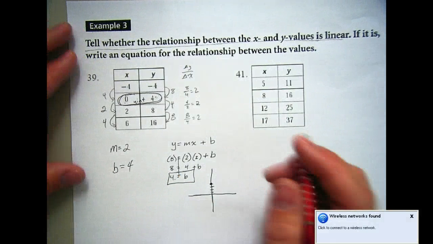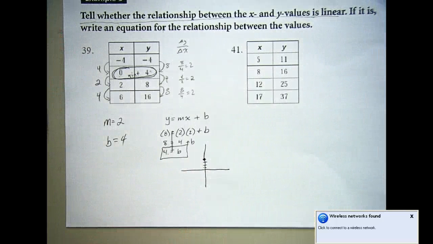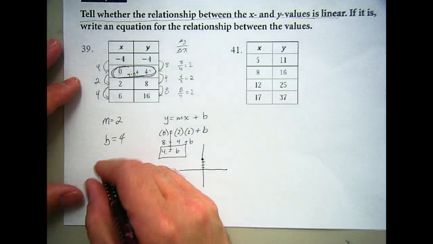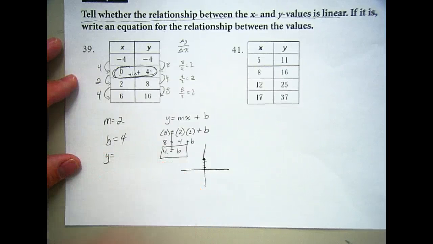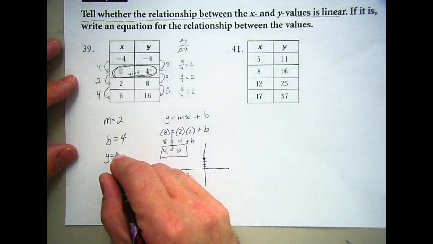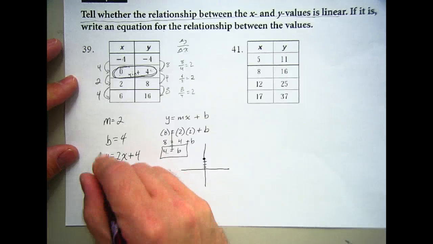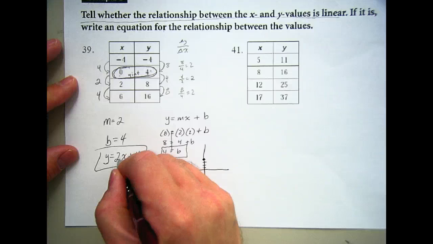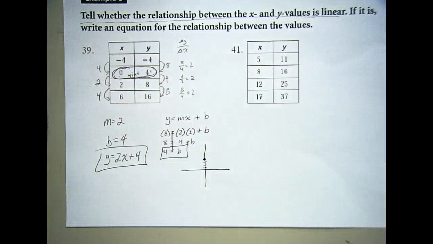Okay, tell your neighbor what the equation is then. All right, Jake, what do you got? Okay, y equals, I'll start you. Y equals what? 2x plus 4. Yeah, man. 2x plus 4. Y equals m, which is 2, x plus b, which is 4. Nice job. Any questions?